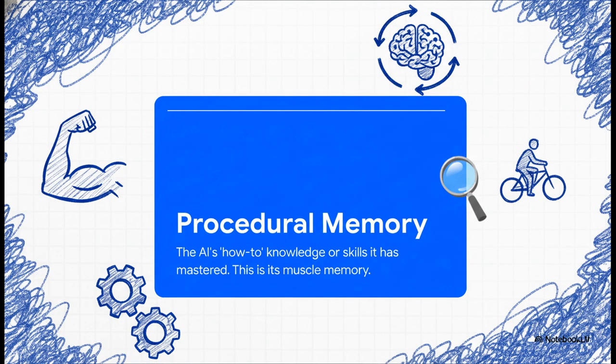The third type of long-term memory is procedural memory. The best way to think about this is as the AI's muscle memory. It's not about what it knows, but what it knows how to do. These are the skills and behaviors it masters just through practice.